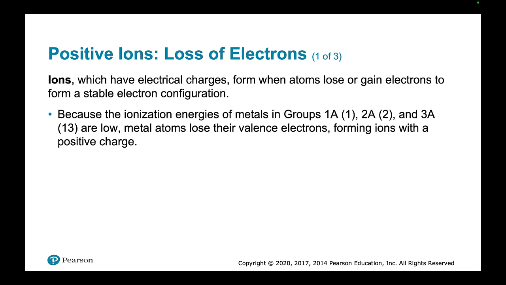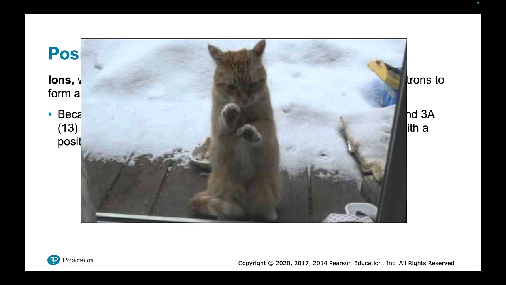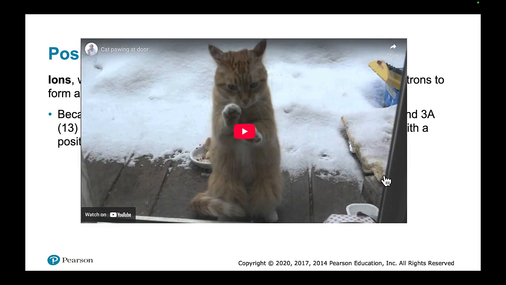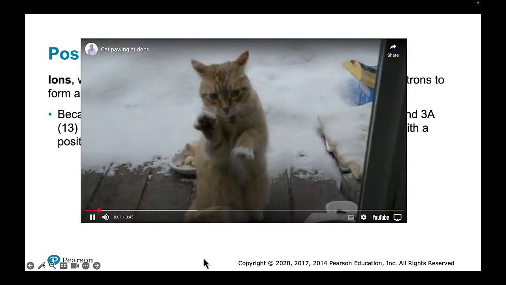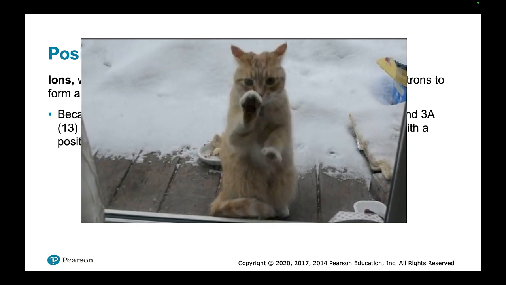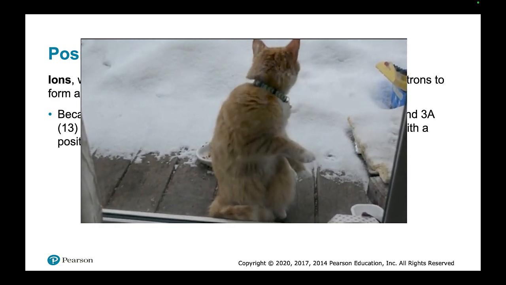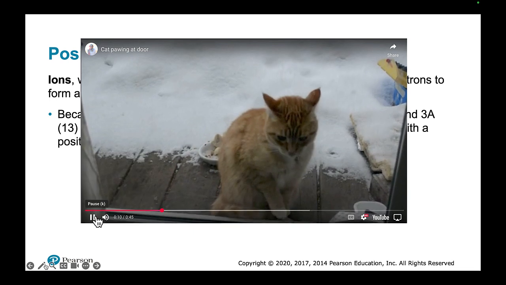Ions which have electrical charges form when atoms lose or gain electrons to form that stable electron configuration. And so when we're talking about metals in groups 1A, 2A, and 3A, those ionization energies are low. Metal atoms tend to lose their valence electrons to form ions with a positive charge. And remember what we said about ions with a positive charge. Cats have paws, and so cations are positive. This cat does it much better than I ever can.